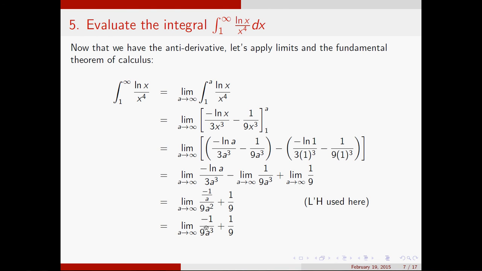Everything on the bottom of this fraction is going to get really, really big. So when I take negative 1 and divide it out, it ends up really, really small. So that limit is equal to 1 over 9. So as we work through the fundamental theorem of calculus, we find the antiderivative, we evaluate the limit, and it ends up being 1/9. So this integral from 1 to infinity of the natural log of x over x to the fourth dx is equal to 1/9. The limit converges, and it equals 1/9.